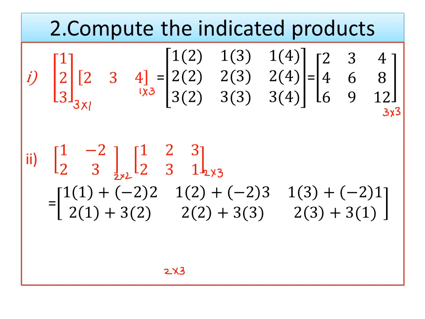Second row to the first column 2 into 1 plus 3 into 2. Second row to the second column 2 into 2 plus 3 into 3. Second row to the third column 2 into 3 plus 3 into 1. By simplifying, we'll get minus 3, minus 4, 1, 8, 13, 9 of order 2 by 3.